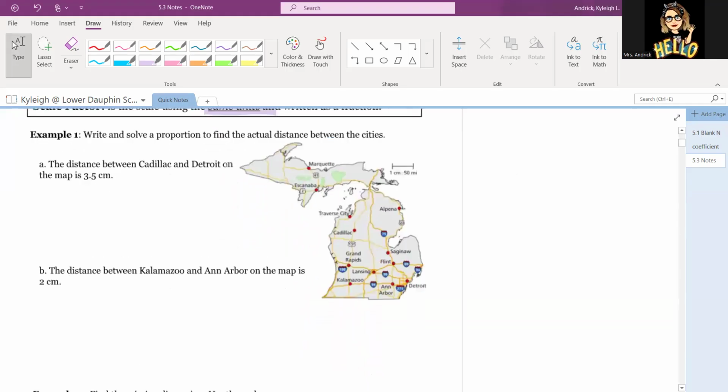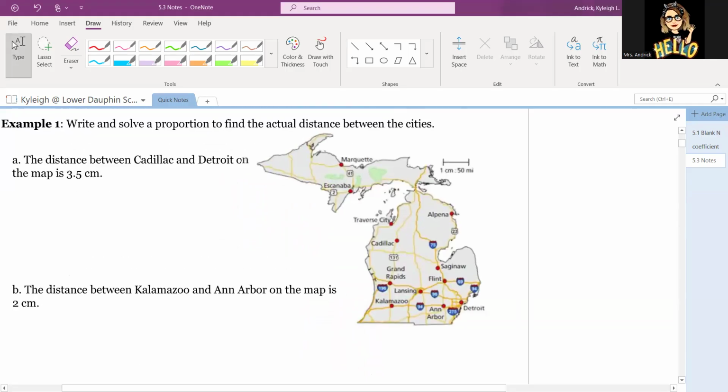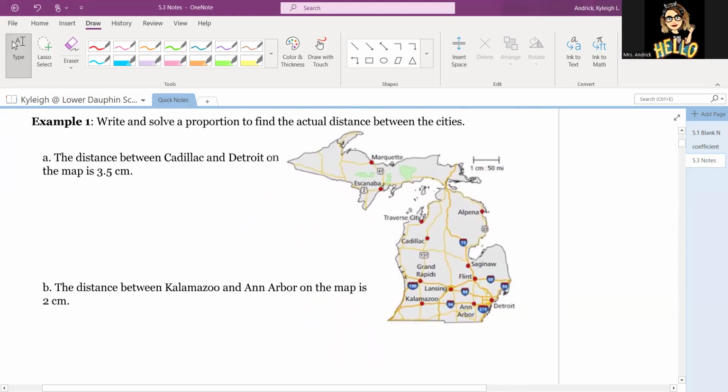So we want to write and solve a proportion to find the actual distance between the cities. So we're looking at Michigan, and we know on the map between Cadillac and Detroit is 3.5 centimeters. So we have to find the scale on here. The scale is right here. So we know, let's write that first. We know it's 1 centimeter to 50 miles.